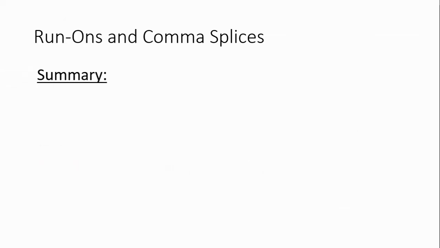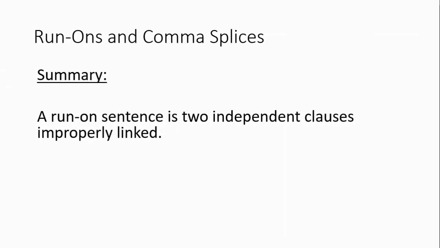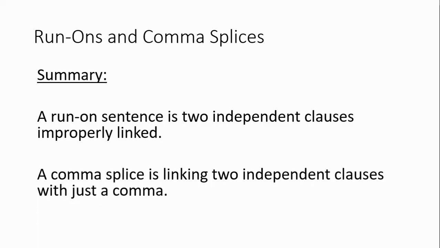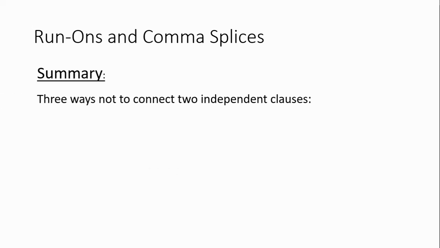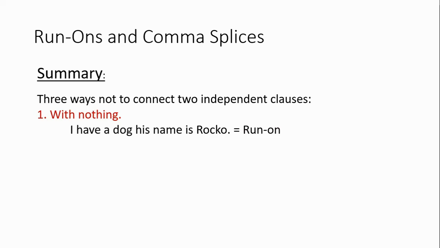Okay, summary time. A run-on sentence is two independent clauses improperly linked. A comma splice is a type of run-on. It is linking two independent clauses with just a comma. Three ways not to connect two independent clauses. With nothing. I have a dog, his name is Rocco. That's a run-on, there's nothing in between the two independent clauses.